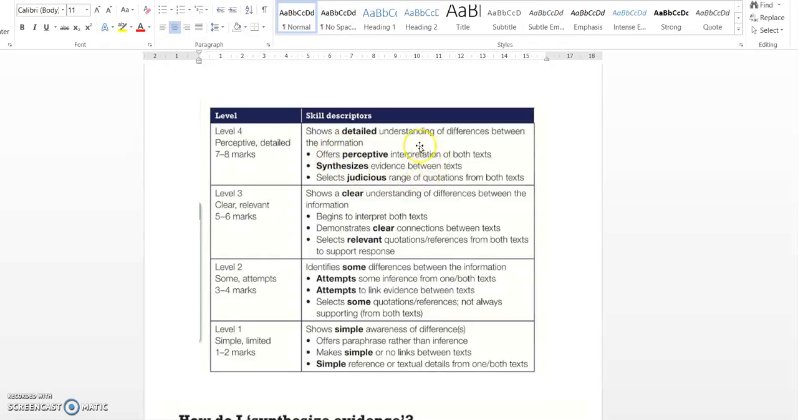So that's making sure you're referring back between the texts, you're talking about connections and links between them, and selecting relevant quotations and references from both texts to support the response. You know, you're used to doing that. That's standard for every English response you have to write. And then if you want to get into level 4, the 2 key words are perceptive and detailed. So show a detailed understanding of the differences between the information, offers perceptive interpretation of both texts, synthesizes evidence between texts. So you see in level 3 you make clear connections, but then in level 4 it talks about this skill of synthesizing, and I'll talk to you about that in a second. And then of course you've got select a judicious range of quotations from both texts. Judicious means well judged. You've selected quotations that aptly will really support what it is you are presenting in your answer.